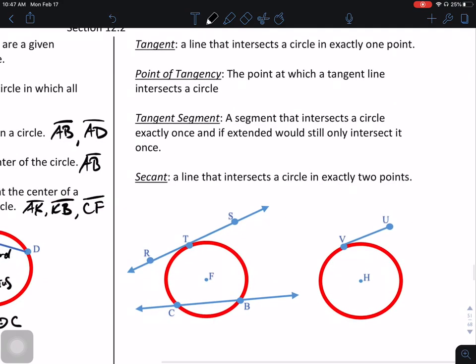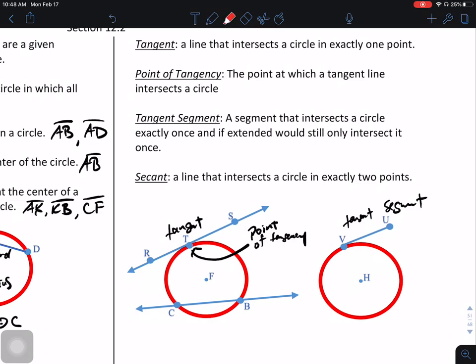More terms. Tangent: a line that intersects a circle in exactly one point. This line right here is a tangent line. Point of tangency: the point at which a tangent line intersects a circle. Point T is a point of tangency. A tangent segment is a segment that intersects a circle once, and if you were to extend it, it would still only intersect it once. Segment VU is a tangent segment.